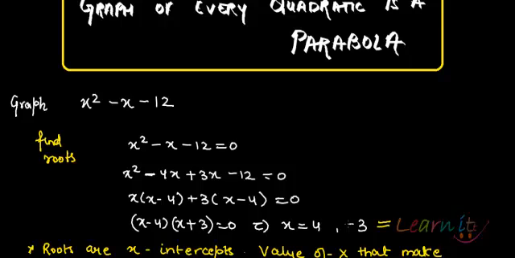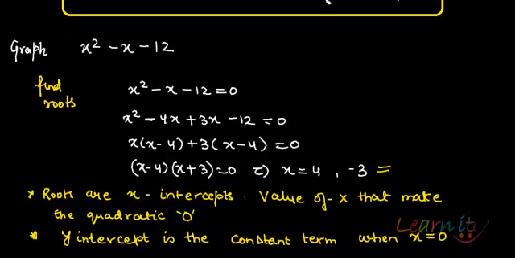Now, roots are essentially x-intercepts. For any quadratic, these roots are essentially x-intercepts. They are the values of x that make the quadratic equal to 0. So, all the points which are roots of a quadratic would be points (x, 0), because the y value is 0 there. They're the x-intercepts. And the y-intercept will be the constant term, when x equals 0. It will be (0, y).